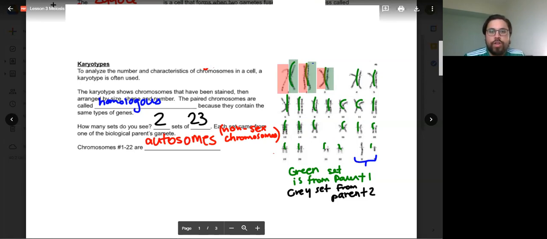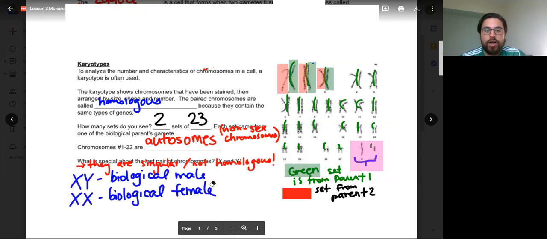Alrighty. So the other thing I want to spend some time talking about with regards to this, right? Green is one set from one parent, and I should say red, not gray. That's okay, I'll just do red. Bam. Green is one set from one parent, red set from parent 2. Now the key thing here to realize is that chromosomes 1 to 22 are called autosomes. Chromosome 23 is special. They're special because they are called sex chromosomes. They are singular or not homologous, meaning they can be different from each other.